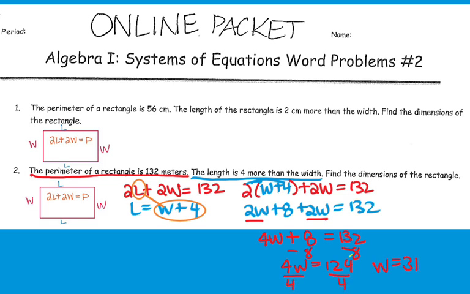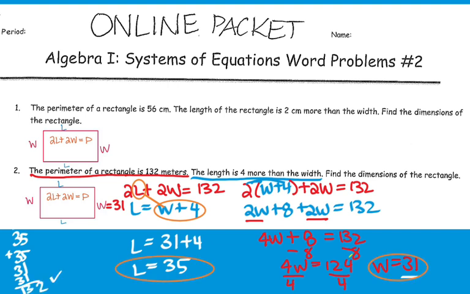And now I can SADMEP to solve, subtracting the 8 and dividing by 4. In this case, we find out the width is 31, and we substitute back in to solve for the length, and we find it's 35. And we add 2 lengths and 2 widths. We do get the same perimeter.